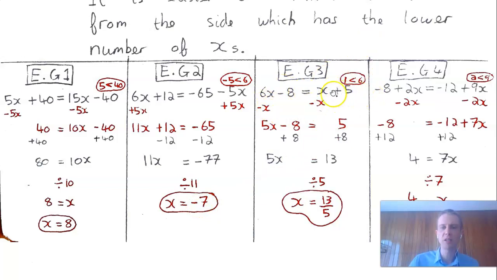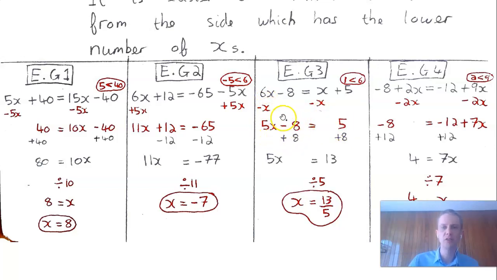This one over here, we've got just 1x on this side, 6x's on that side. This side has the lower number of x's, so we're going to eliminate the x from this side. x minus x is nothing. 6x minus x is 5x. Gives us this line here.